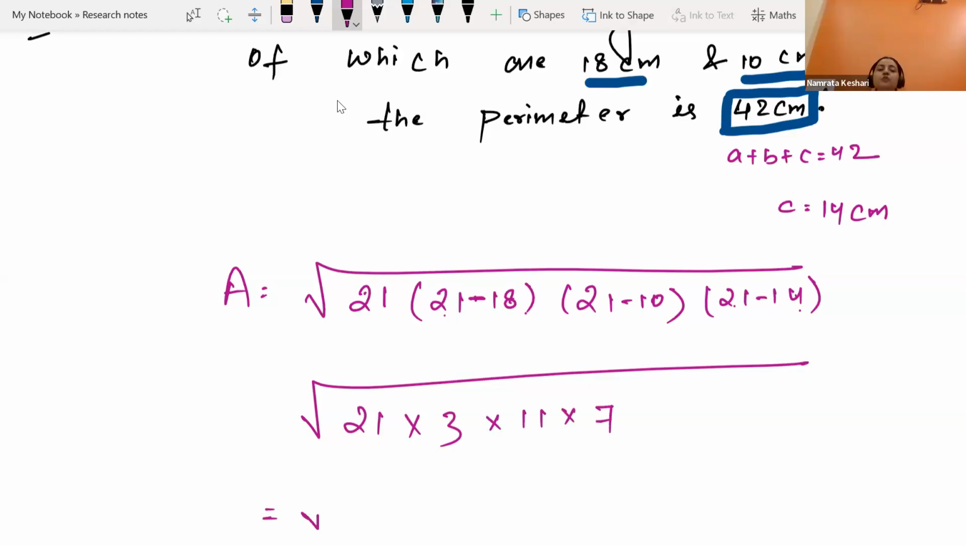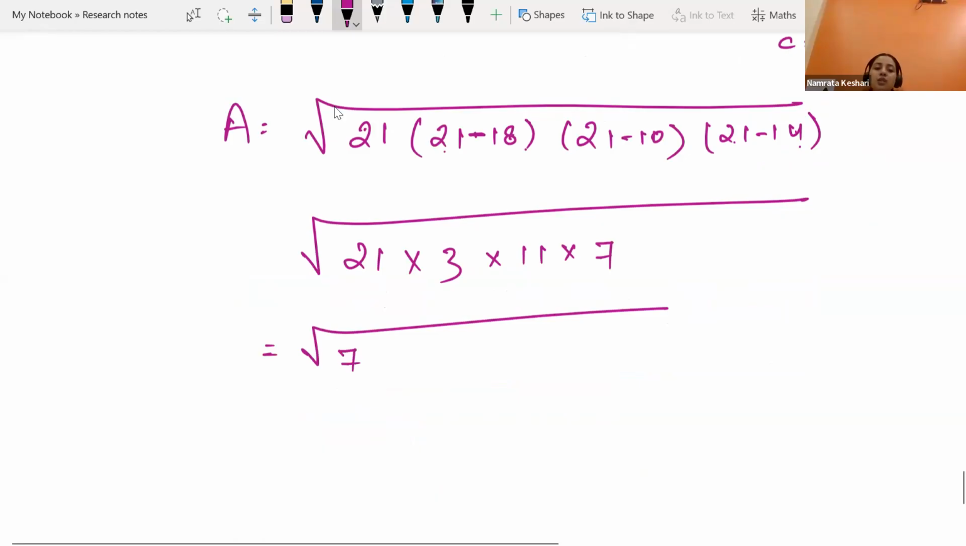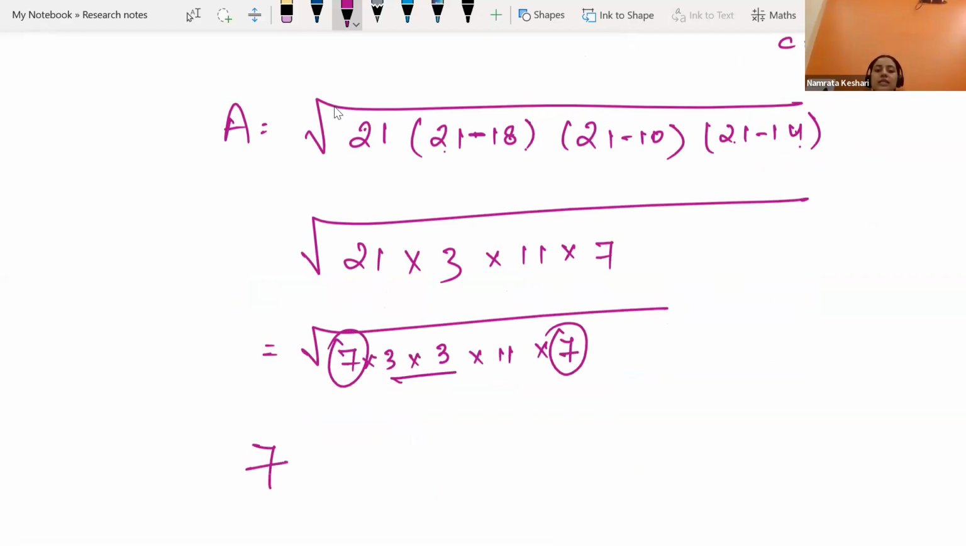Now, I said to you, please don't do the multiplication. Rather try splitting it. So 21, you can write as 7 into 3. 3 you can write as it is. 11 will be as it is. 7 will be as it is. 7 and 7 is in pair, so 7 will come out. 3 is in pair, so 3 will come out. And 11 got stuck inside the root sign. This square centimeter is the area. Is it clear, Bharti? Yes, miss.